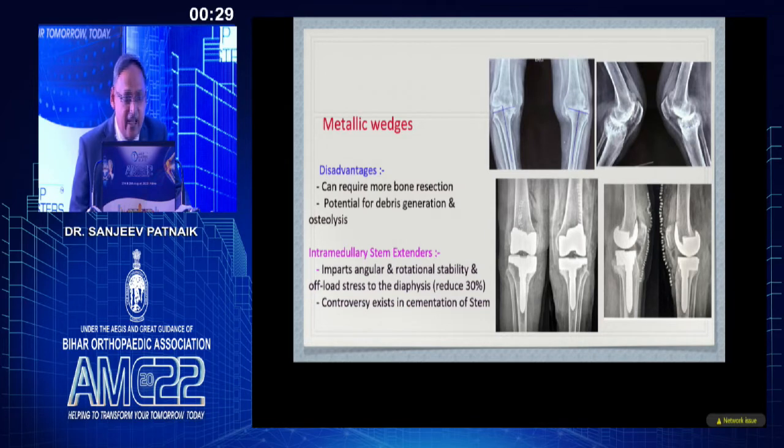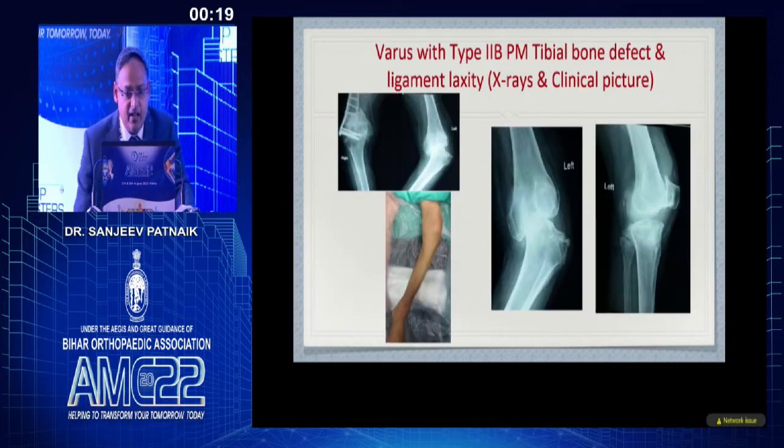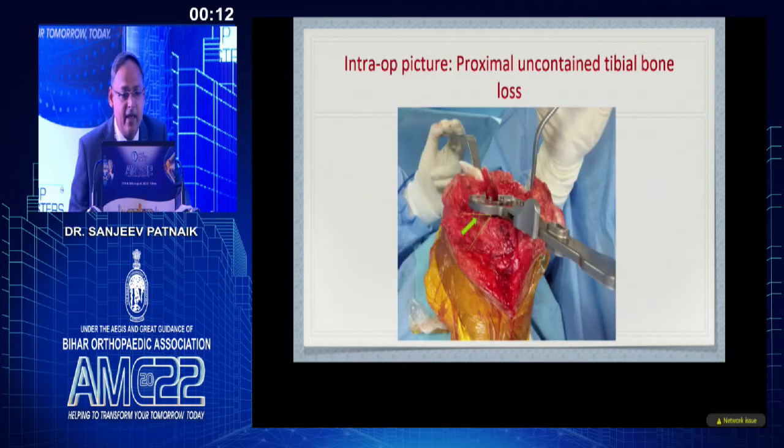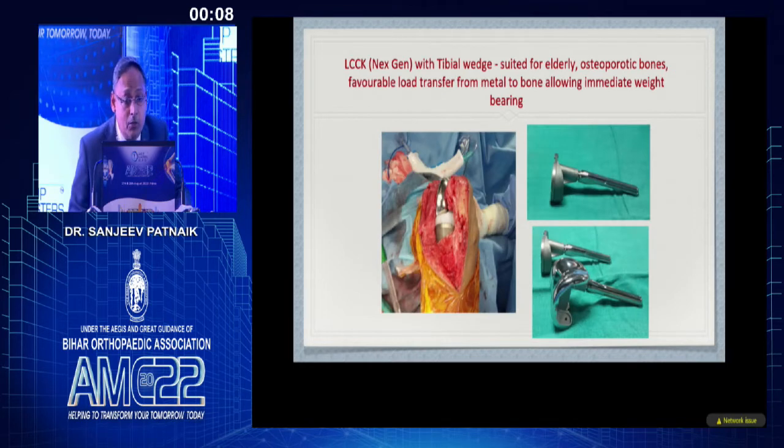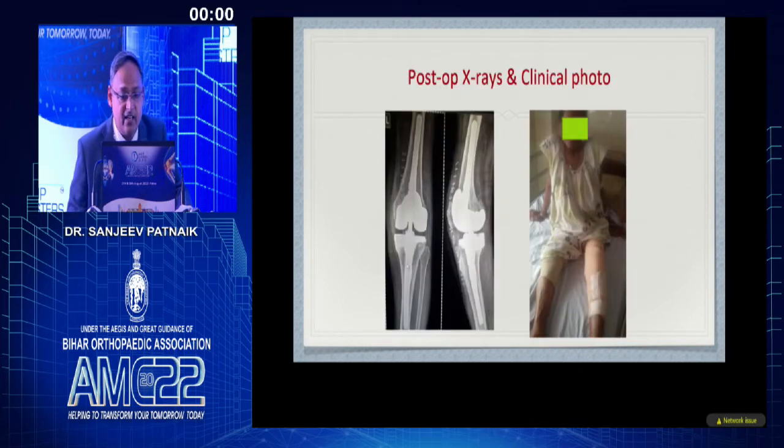It imparts angular and rotational stability and offloads stress to the diaphysis by almost 30%. And controversy exists in cementing of these stems. Now, this is one example, varus with type 2B posteromedial tibial defect with ligament laxity, as you can see here, managed with a wedge. These wedges are especially suitable for elderly osteoporotic bone, affording favorable load transfer from metal to bone, allowing immediate weight bearing. This is the example post-op.